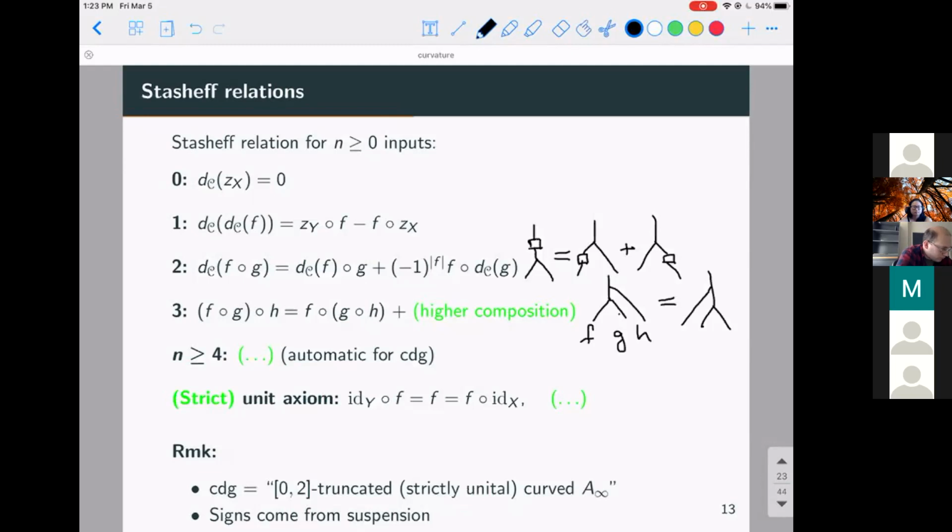Okay, so if you follow this further down, this relation looks like this. One input. And finally, you have zero input. Any questions?